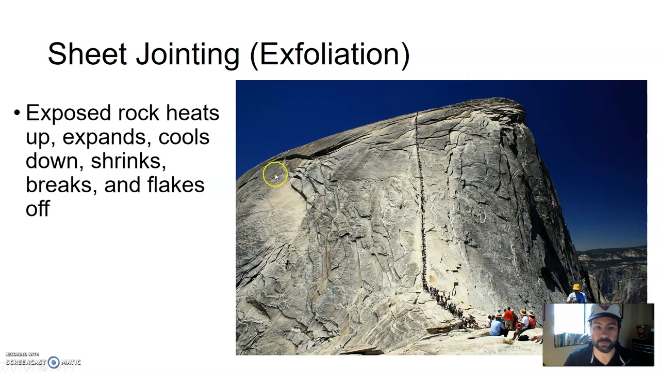And so some rocks will start to flake off. Like you can see all these layers are just flaking off. That's sheet jointing or exfoliation. This is Half Dome in Yosemite, and there's typically a line to get to the top. And that's why you'll never see me in Yosemite. I don't like to wait to climb things. So anyway, that's one mechanical weathering style, sheet jointing or exfoliation.